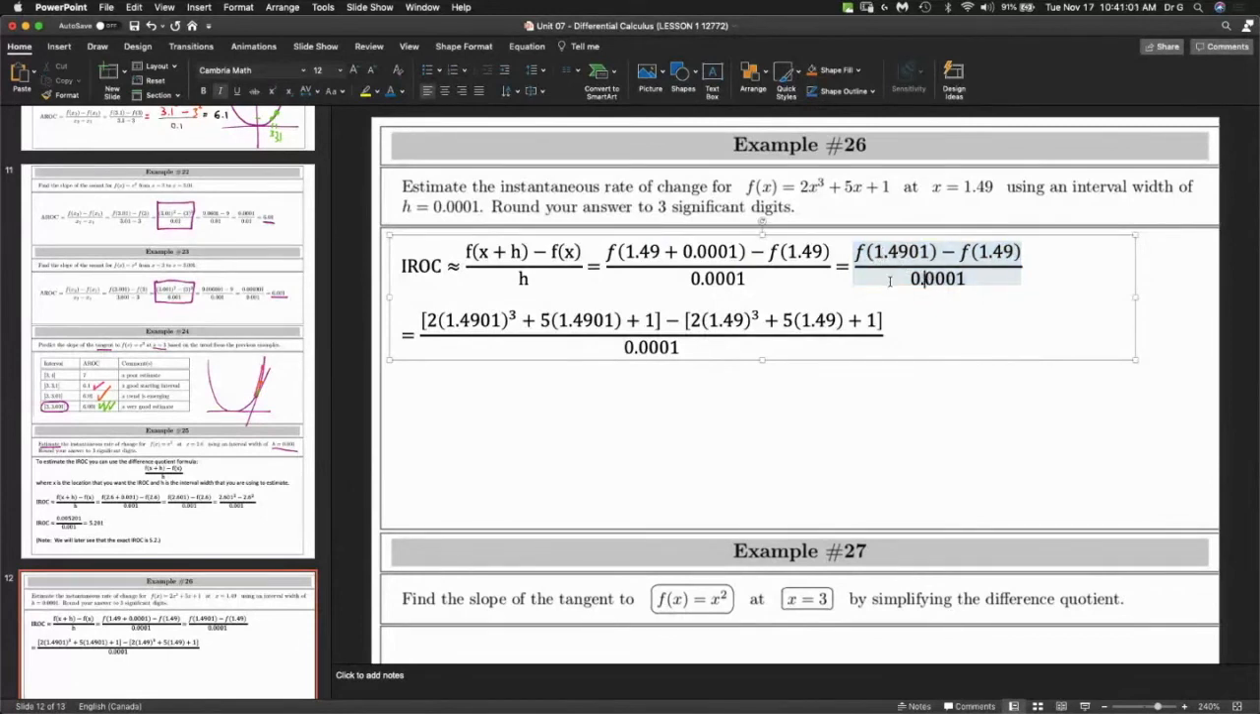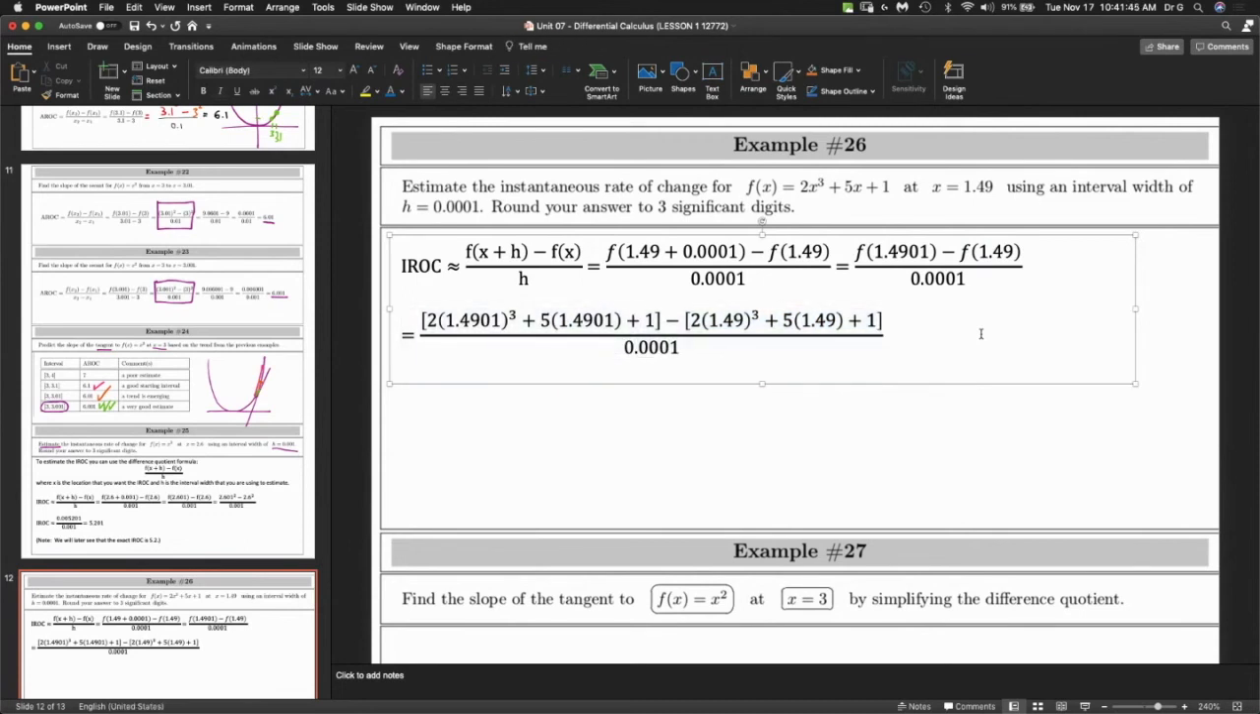evaluate. Now, what does it mean to have f of 1.4901? It means give me the y value when x equals 1.4901 for this function here. It's not x squared this time. It's this function, which is 2x cubed plus 5x plus 1. So you plug in 1.4901, sorry, for x there. Then you take 1.49 and you want to find the y value for that. So you put 1.49 into the entire function here, and you get this. It's a lot of writing, a lot of typing on your calculator, and it's just part of the process.